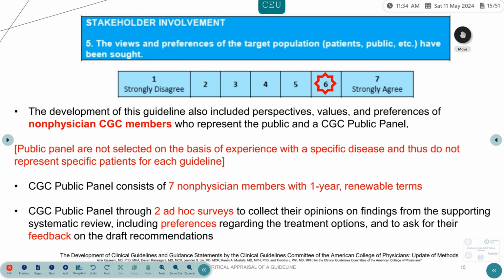In place of all the people who are actually having the disease, which is not right. They should have included some people who actually had the disease, is what I feel. So I downgraded it by 1 to 6.